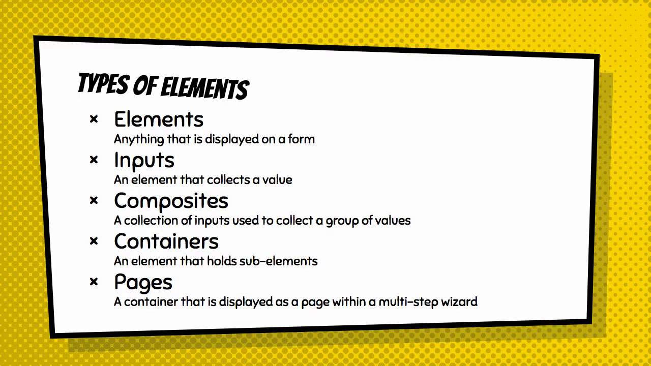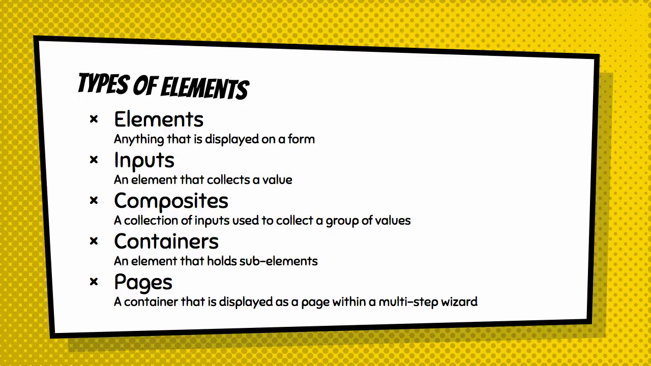Really anything displayed on a page you can consider an element. And in Webform, an input is an element that just collects a value. Composites are a group of inputs working together to collect a group of values. An address is a composite element where you're collecting multiple data points.